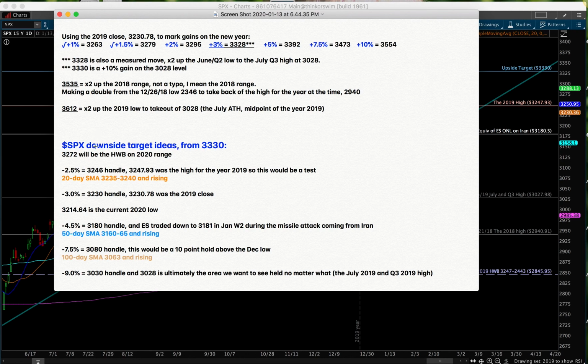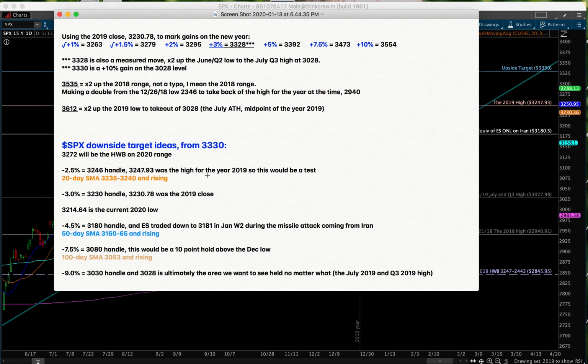Okay, if we were to come down 3% off of that 33.30 high, that would get us to about 32.30, and 32.30.78 was the 2019 close. So you could see topping out at 33.30 and then coming down and back-testing the closing level for 2019. 32.14.64 is the current 2020 low. That would be just a little over 3%, and reversing off of that.